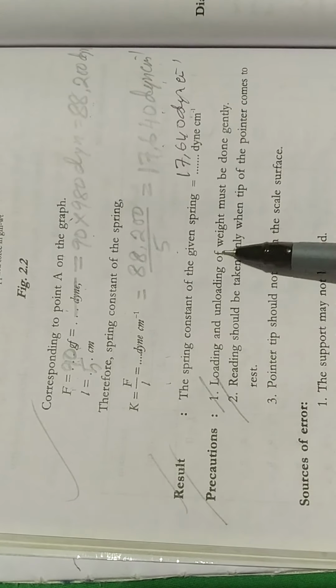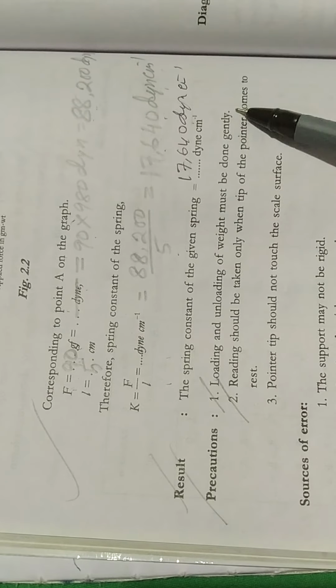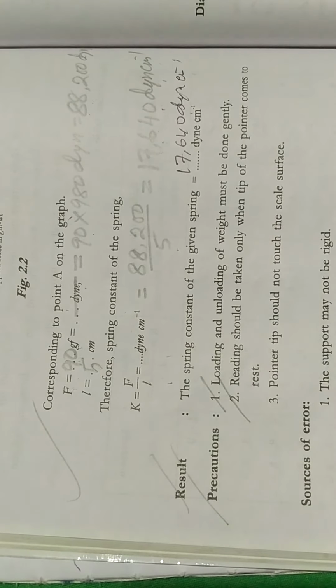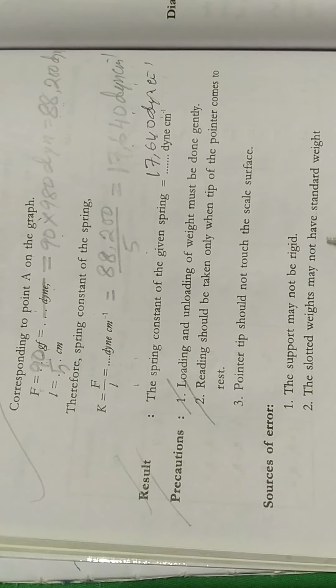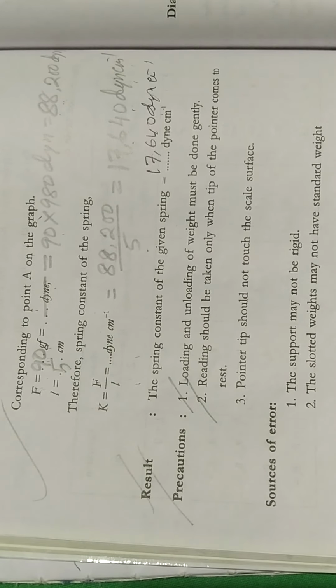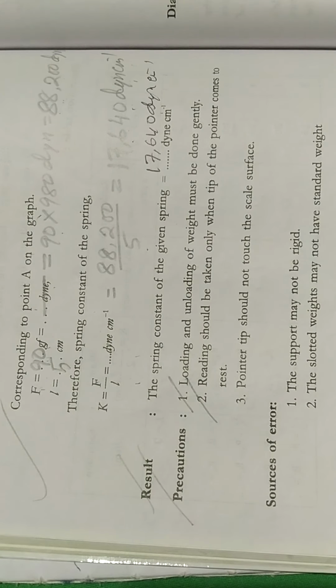Precautions: loading and unloading of the weight must be done gently. Below that, also write the sources of error: the support may not be rigid, and the slotted weights may not be of standard weight. All these you have to write.